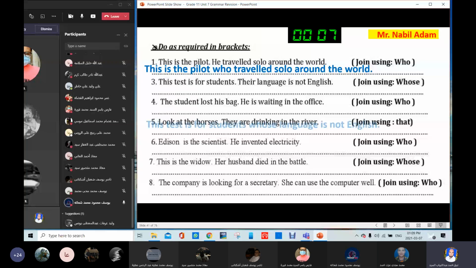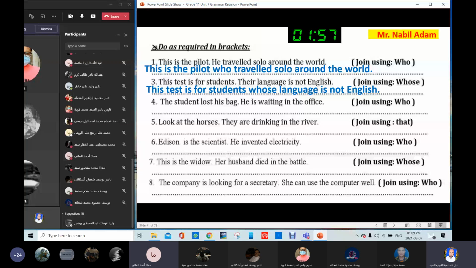Okay, Muaz Ahmed. The student lost his bag. He is waiting in the office. Join using who. Yes, Muaz. The student lost his bag, he is waiting in the office.